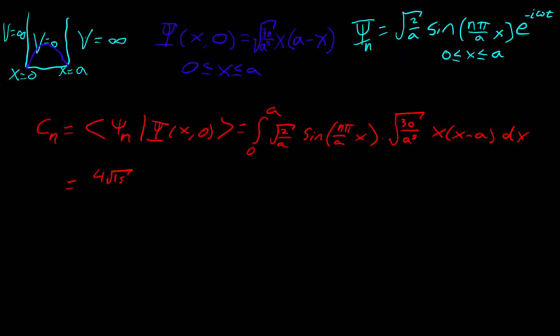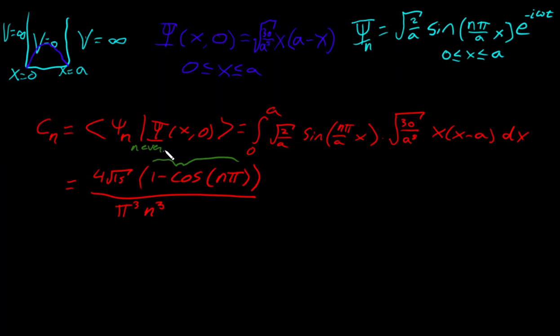over, there's one more part, times 1 minus cosine of n pi, over pi cubed n cubed. But what I want to point out is that this 1 minus cosine of n pi, if n is even, then cosine of n pi, if it's 0 or 2 pi or 4 pi, is going to be 1. And 1 minus 1, this will be 0.